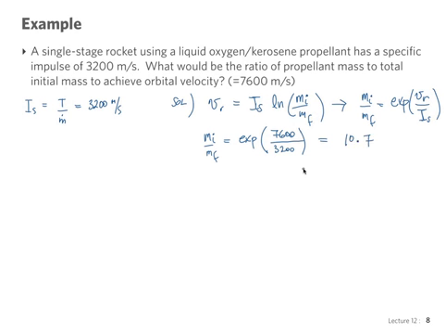Okay, but the question is, what would be the ratio of propellant mass to total initial mass? So the propellant mass, let's call it Mp, has to be the difference between the initial mass and the final mass of the whole rocket plus propellant system, right? So M initial minus M final.